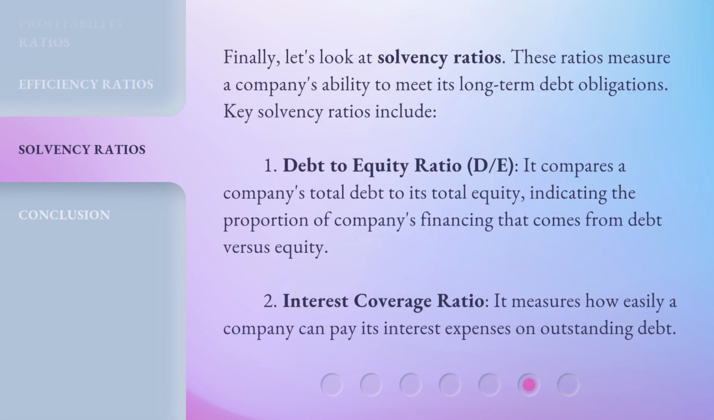Finally, let's look at solvency ratios. These ratios measure a company's ability to meet its long-term debt obligations. Key solvency ratios include: 1. Debt-to-equity ratio, D/E. It compares a company's total debt to its total equity, indicating the proportion of a company's financing that comes from debt versus equity. 2. Interest coverage ratio. It measures how easily a company can pay its interest expenses on outstanding debt.